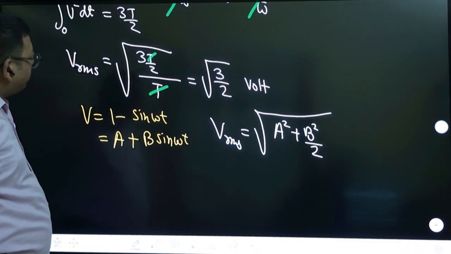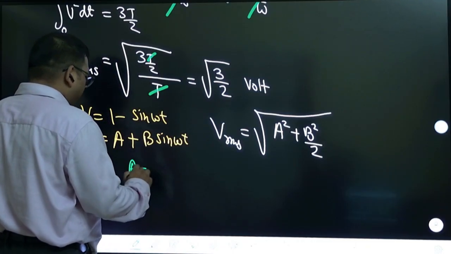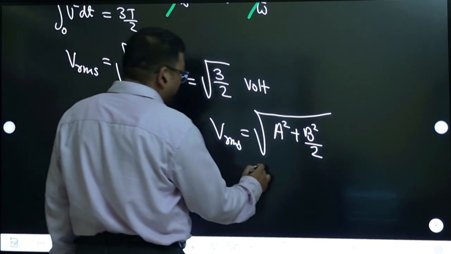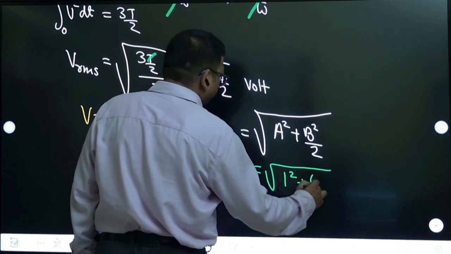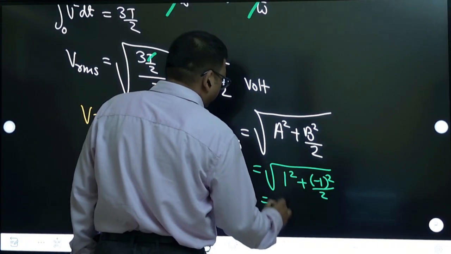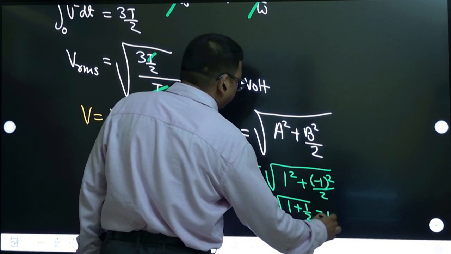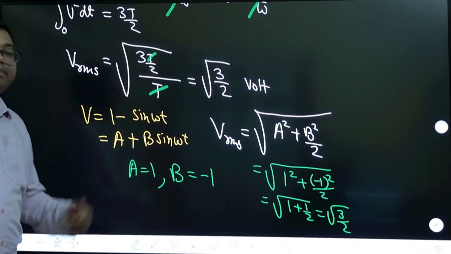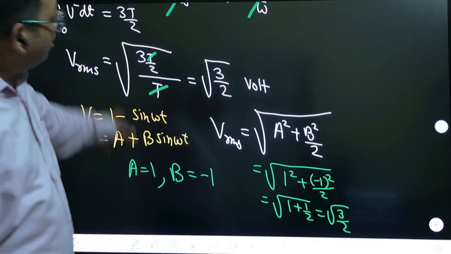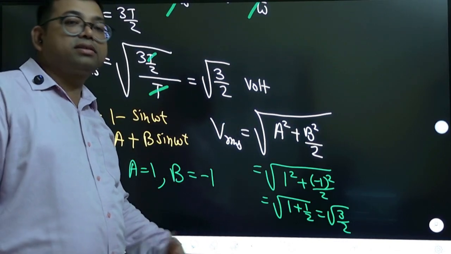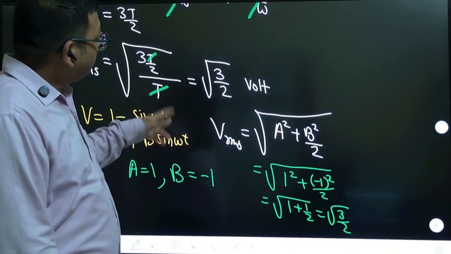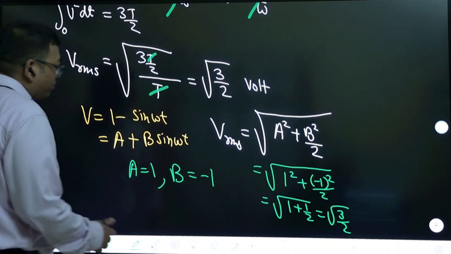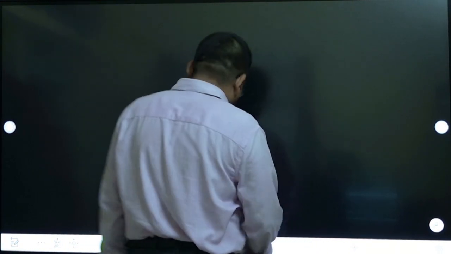Okay, so if you use this formula, A is 1 here. If you compare, A is 1 and B, the coefficient, is minus 1 here. So you can try this. You will get 1 square plus minus 1 whole square by 2. That means 1 plus 1 by 2, so root 3 by 2. In one step you will get this formula, right? So this formula can be derived, exactly the same way we solved it. The only thing is that here A was different, B was different. We have done this, right? Now if you see the derivation, you can derive it. It is not a big thing.